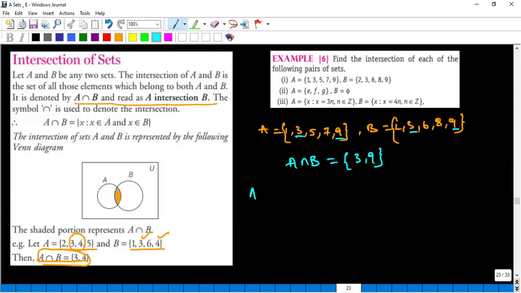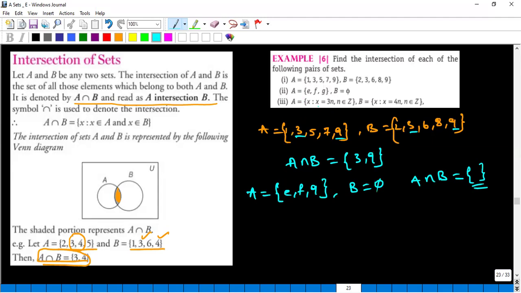Second example. A we have like e, f, g and B we have like phi. A intersection B. Are we getting any common element? We will get phi. There is no common element.